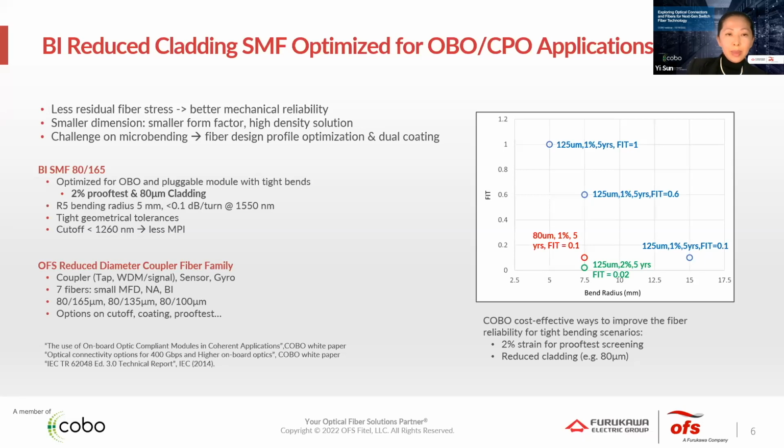transmission. And actually reduced cladding diameter fiber is not new. We have a whole family of reduced cladding diameter fibers for various applications, and have built up experience with reduced dimension fibers down to a coating diameter of 100 micrometers, with options on cutoff, coating, and proof tests.